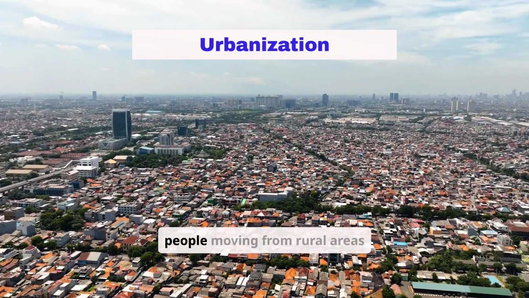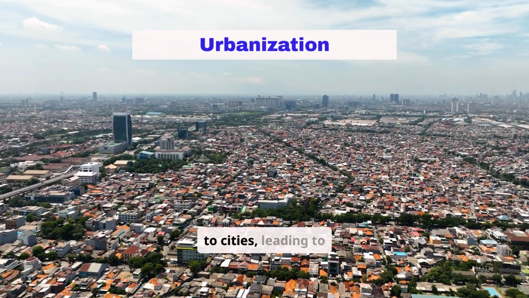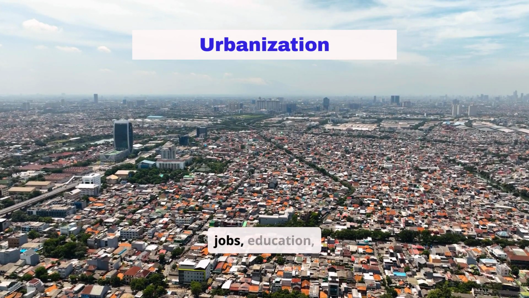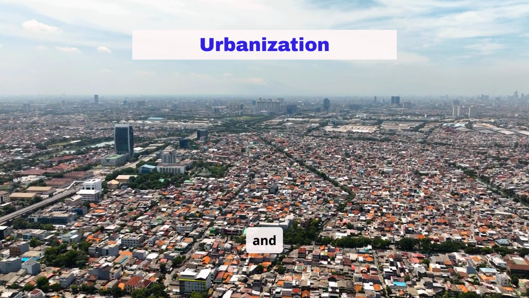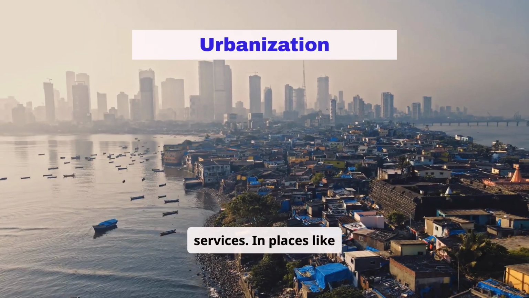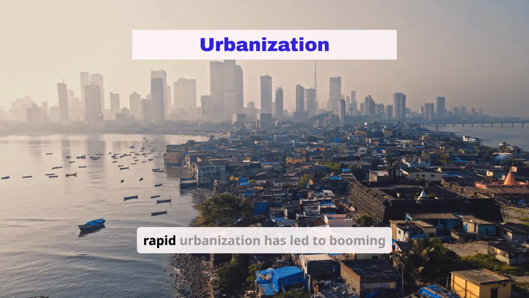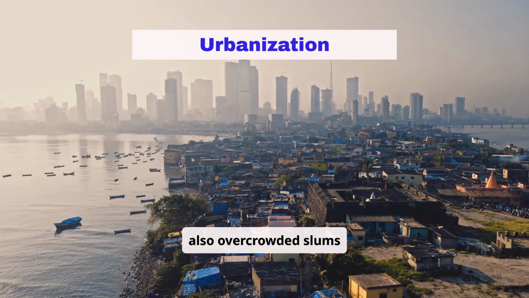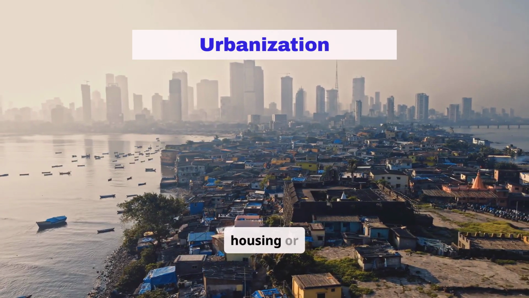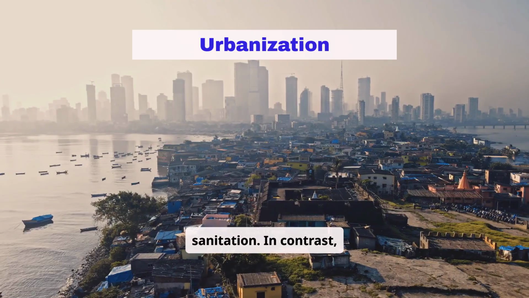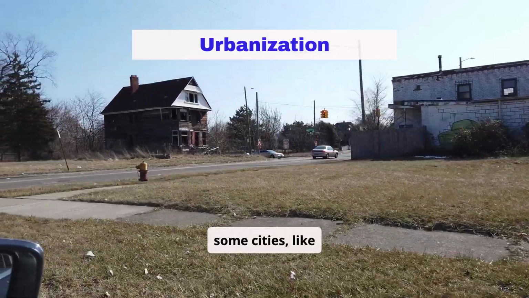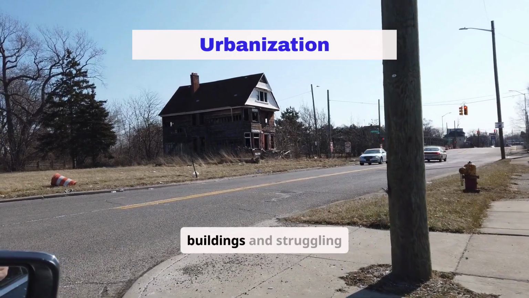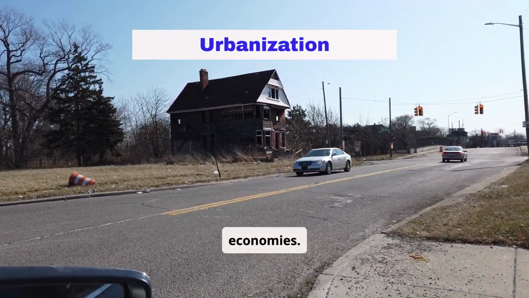Urbanization is the process of people moving from rural areas to cities, leading to city growth. This happens because cities offer more jobs, education, and services. In places like Mumbai, India, rapid urbanization has led to booming business districts, but also overcrowded slums where millions live without proper housing or sanitation. In contrast, some cities, like Detroit, have seen population decline, leading to abandoned buildings and struggling economies.